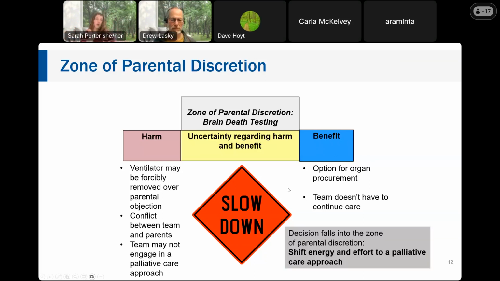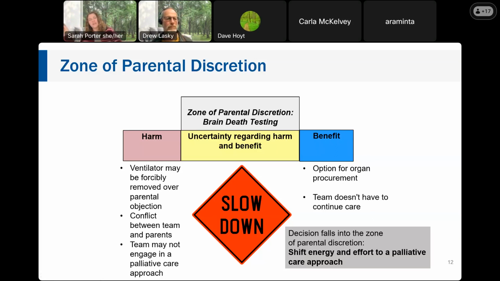And so we are arguing that this decision does fall into the zone of parental discretion, and that our recommendation is, in these situations, not only do we slow down, but we shift energy and effort to the palliative care approach. We get off the superhighway of testing for brain death, and we say, let it go. Let's jump over to the other highway, and let's follow a more windy route through the mountains.